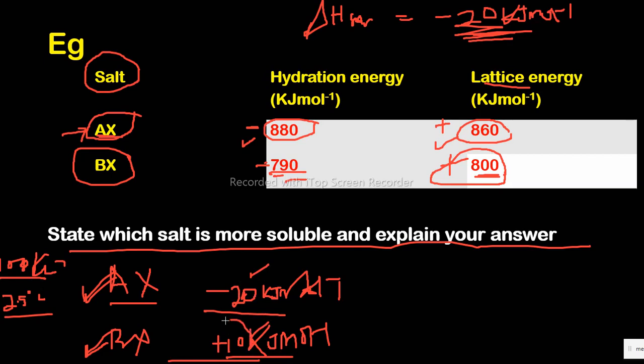However, all these salts are soluble. Why? Because their enthalpy of solution is less than the room temperature, as you can see. However, this one dissolves exothermically, so it's more soluble than this. Is that okay? Yes. Any queries? Let me check for your queries.